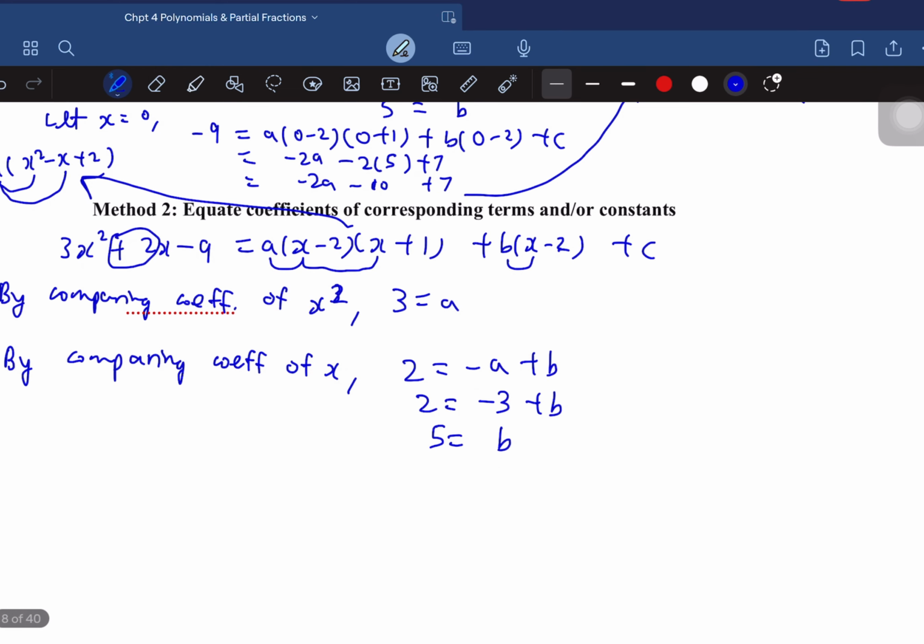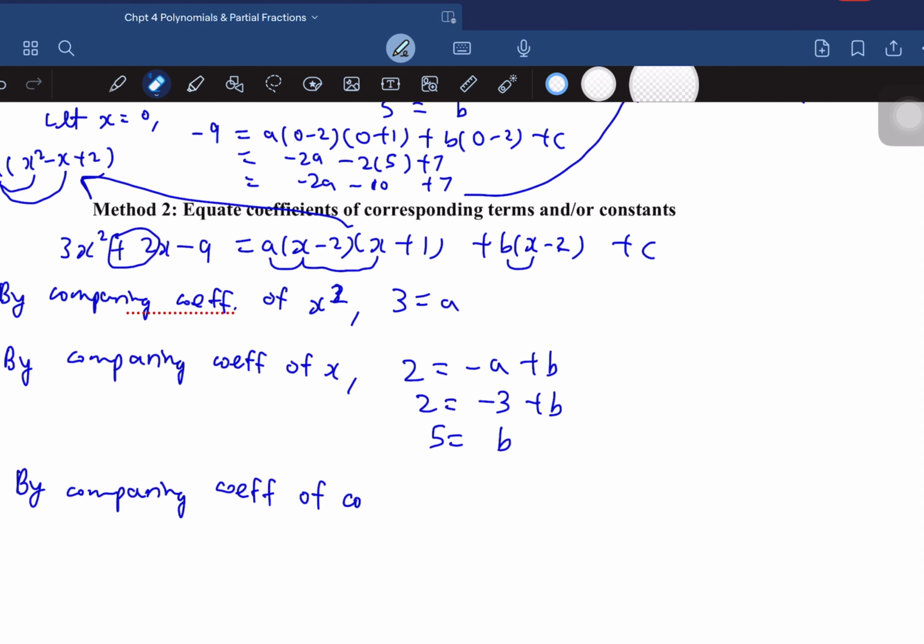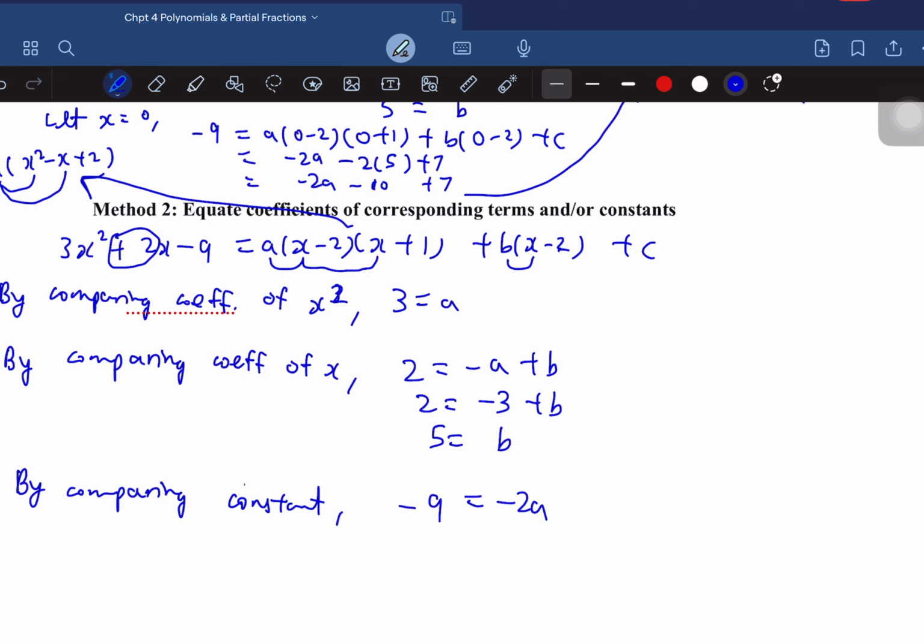So now, no more. You can see c on the right hand side is alone, so it's a constant. So we have to compare the constant, by comparing the coefficient of constant. Okay, I have negative 9 equals to negative 2a, where this a times 2. Sorry, here is minus my a times 2. Let me check something.